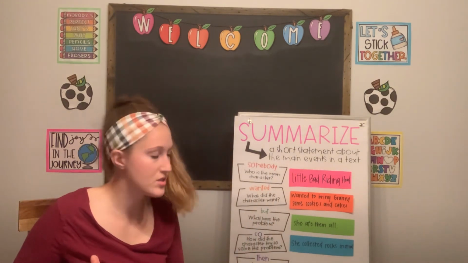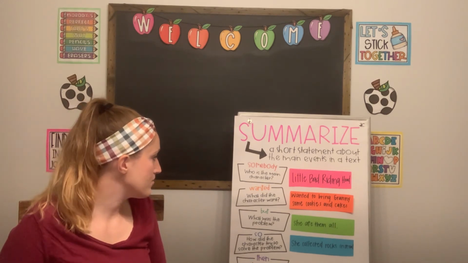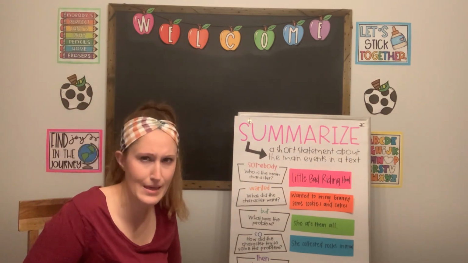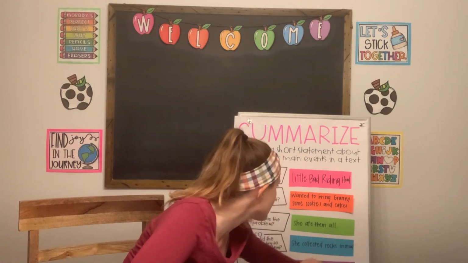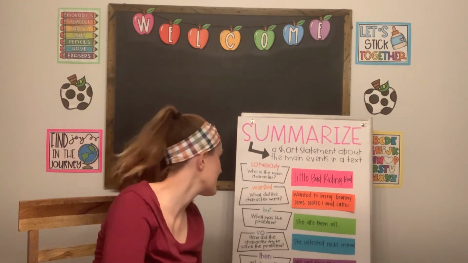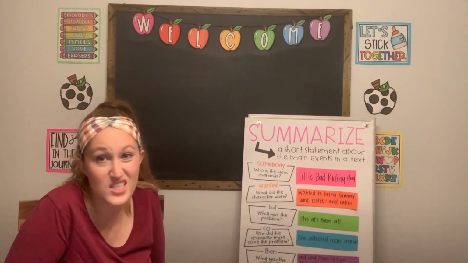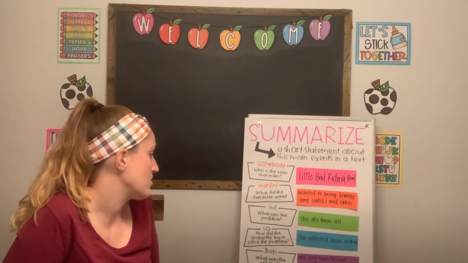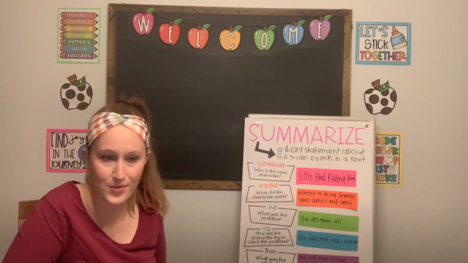So here is our summary of the story. Little Red Riding Hood. I always think I'm saying that wrong. Little Bad Riding Hood wanted to bring Granny some cookies and cakes, but she ate them all. So she collected rocks instead and used them to scare the wolf away. It's a really good summary.